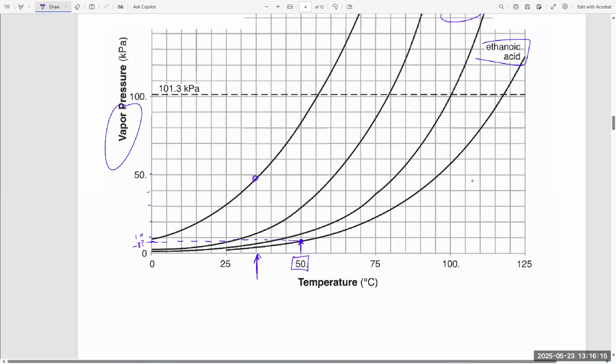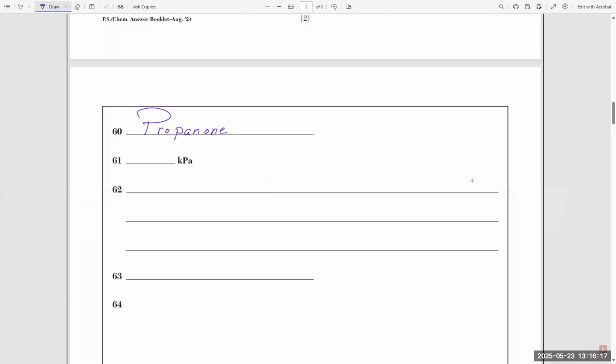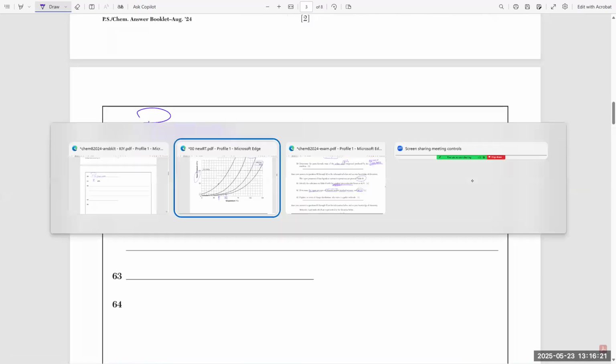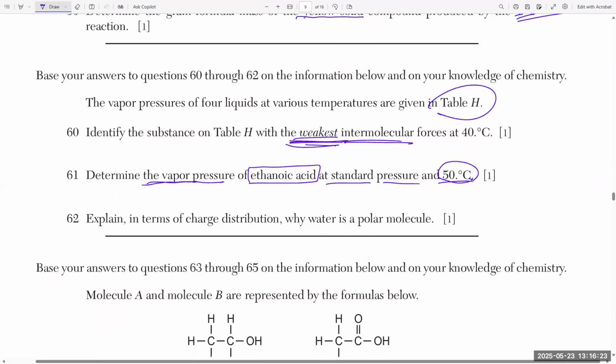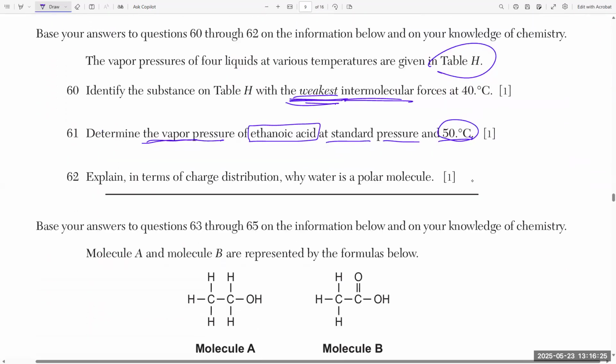So that's what we're going to put down, right? 8 kilopascals. All right, let's go to 62. 62 says, explain in terms of charge distribution why water is a polar molecule, right? What do we know about water?